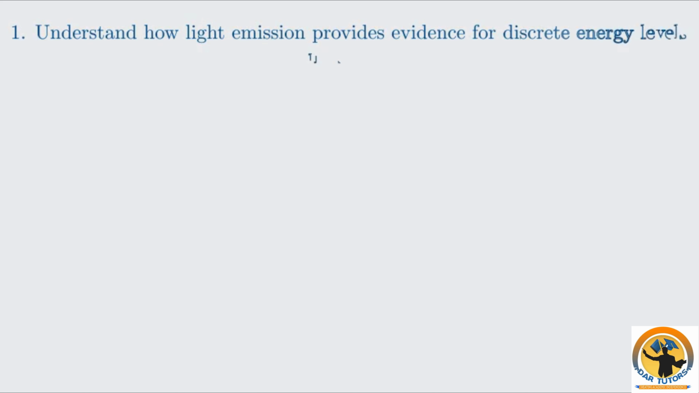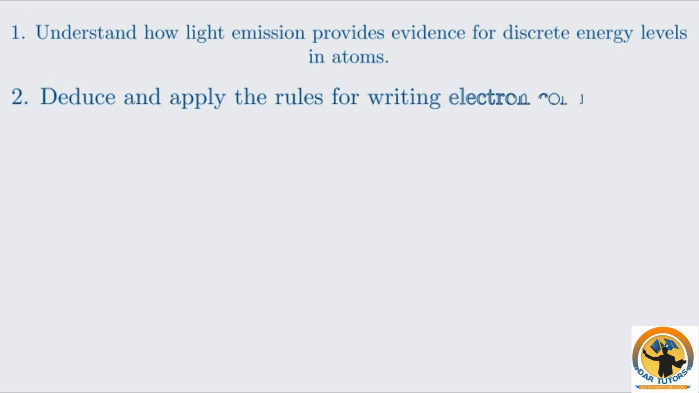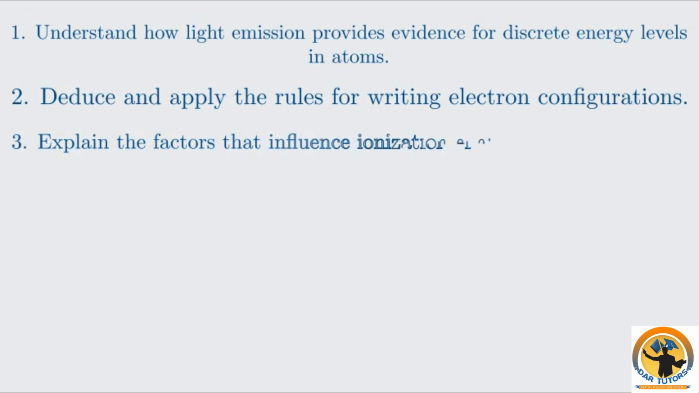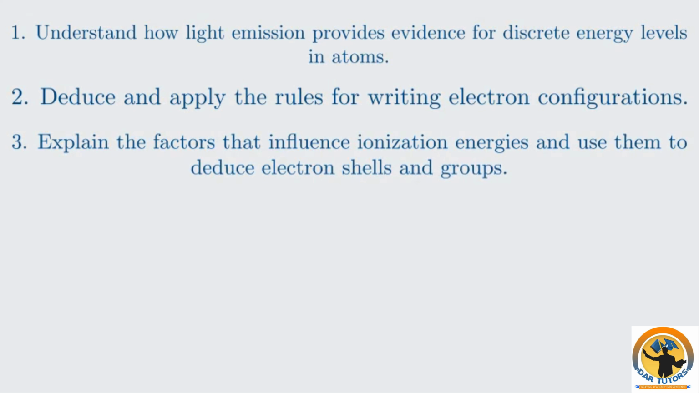In this video, we will explore electron configurations, a fundamental concept in IB chemistry higher level. By the end of this session, you should be able to, first, understand how light emission provides evidence for discrete energy levels in atoms. Second, deduce and apply the rules for writing electron configurations. And third, explain the factors that influence ionization energies and use them to deduce electron shells and groups.